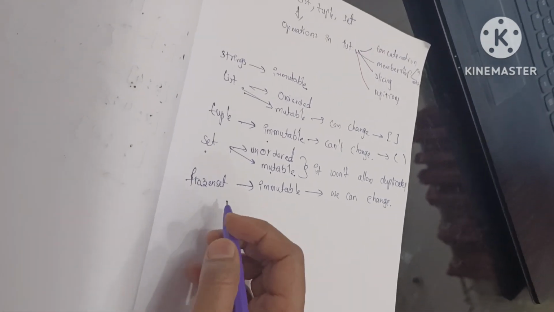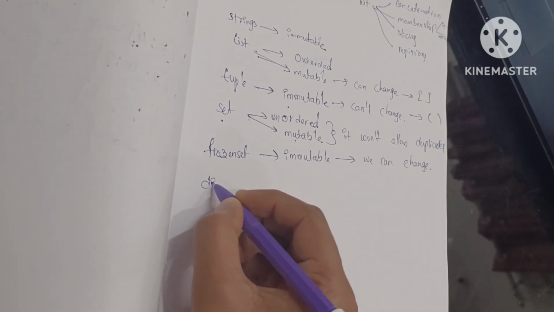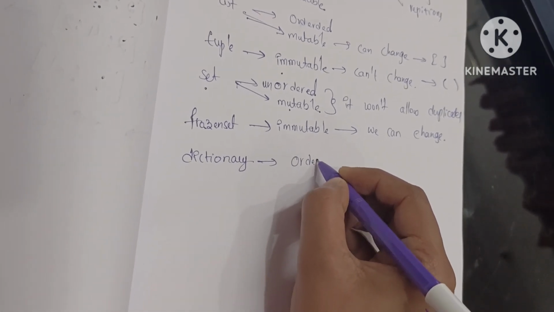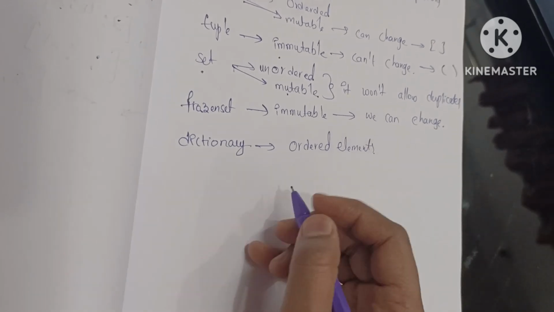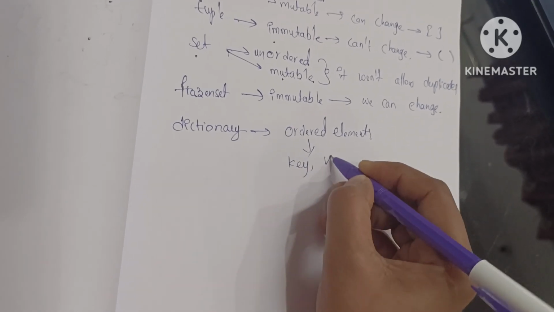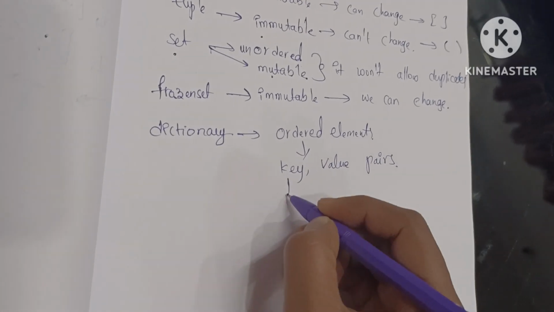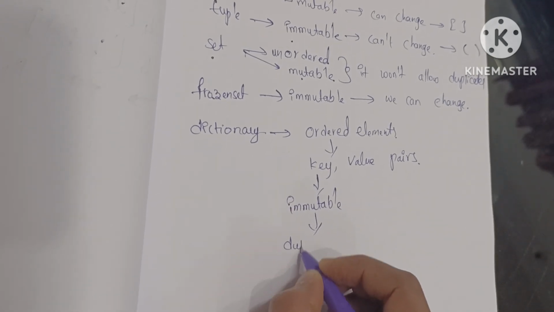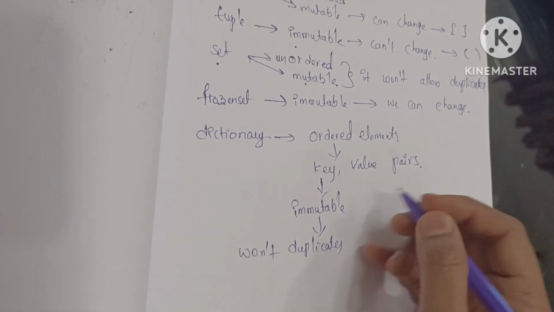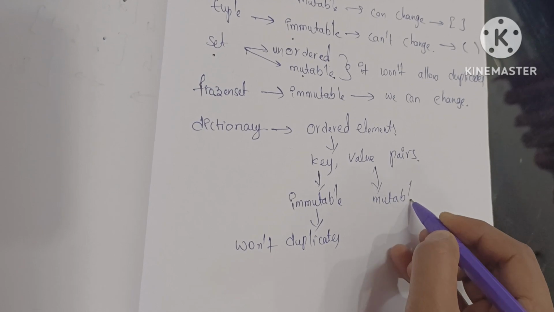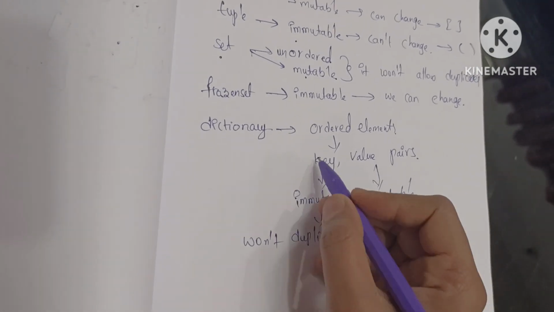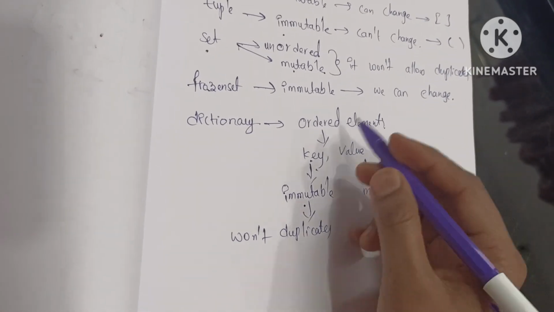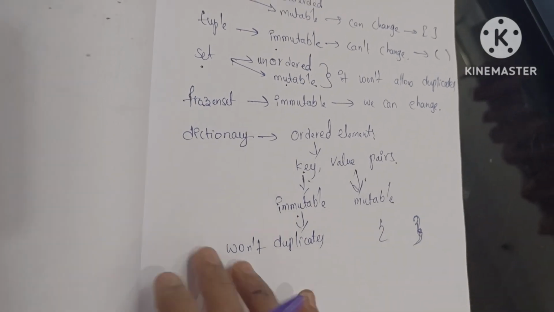And the remaining data type is dictionary. A dictionary is a collection of ordered elements in the form of key value pairs. In a dictionary, keys are immutable and it won't allow duplicate keys. Values are mutable, so we can do any manipulation on the value of a key after creation, but we can't change the key. We can change the value of a key. That is the difference. And the dictionary is represented by curly brackets. So that's it.